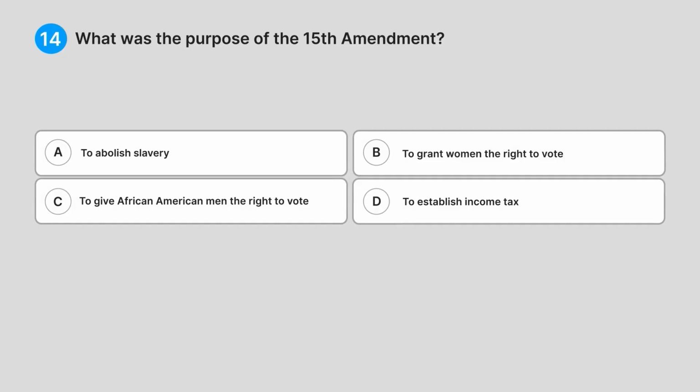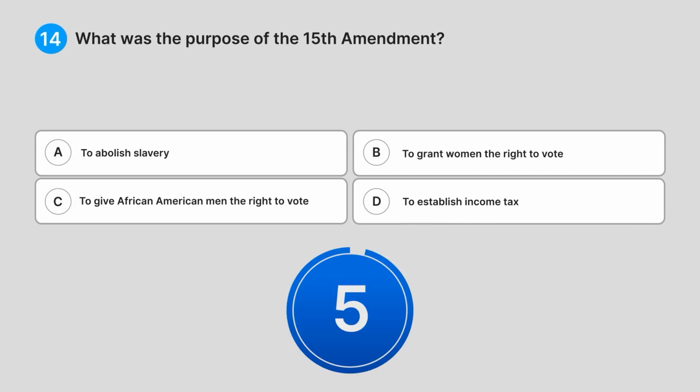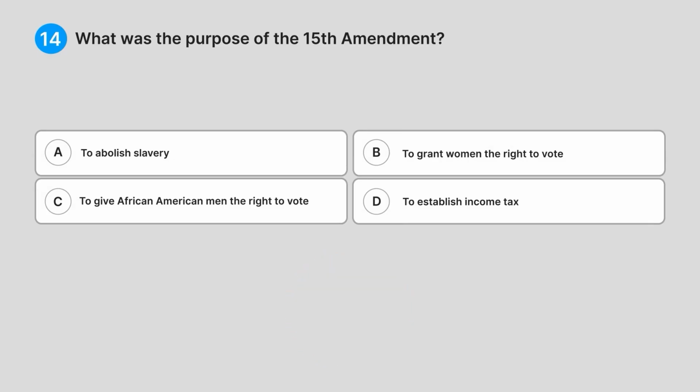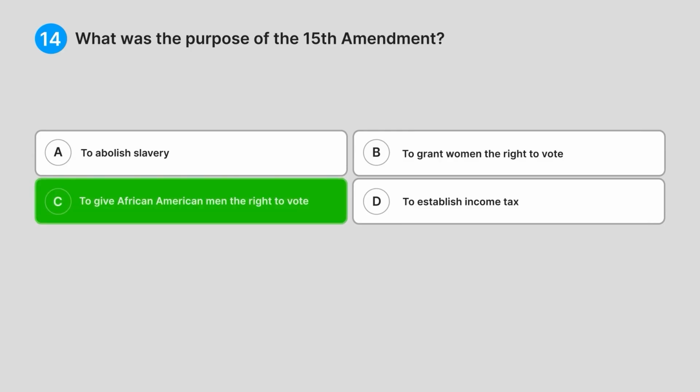14. What was the purpose of the 15th Amendment? A. To abolish slavery. B. To grant women the right to vote. C. To give African American men the right to vote. D. To establish income tax. What do you think is the answer? Correct answer, C. To give African American men the right to vote.